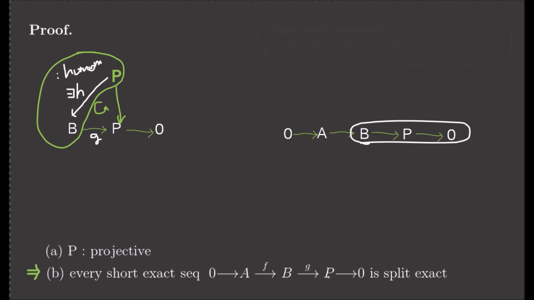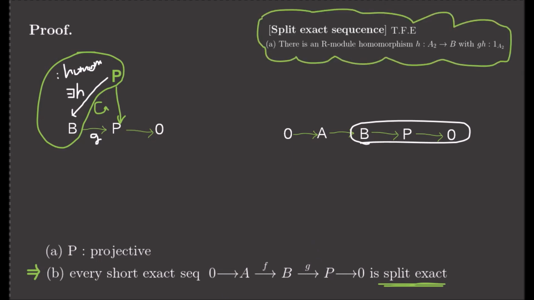Why? Split exact sequence. In the previous lecture, we saw the equivalence relations of a split exact sequence. There is an R-module homomorphism. In this case, the letters are different, but it is here. We can find, in this case, G, in this case, H. So our proof is finished.